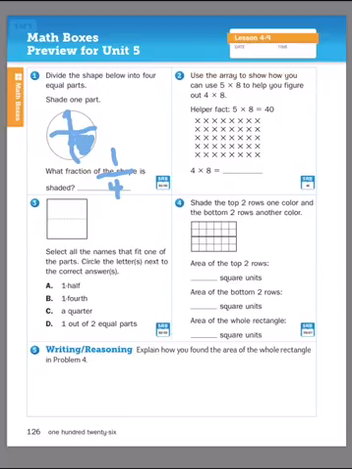Use the array to show how you can use 5 times 8 to help you figure out 4 times 8. So boys and girls, I have 5 times 8 here. I have 5 rows with 8 in it. My 8 stays the same in each problem, so I just need to subtract 1 row of 8. So I'll cross out 1 row of 8. You should do that now.